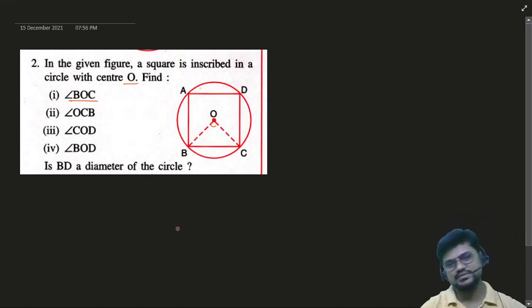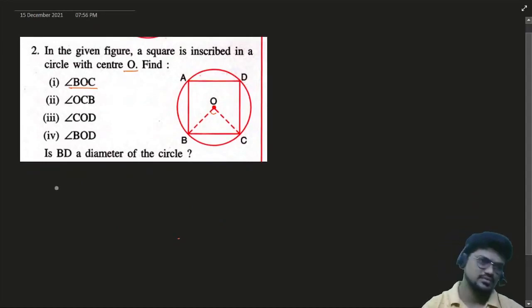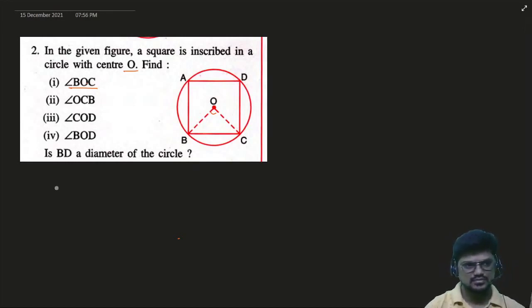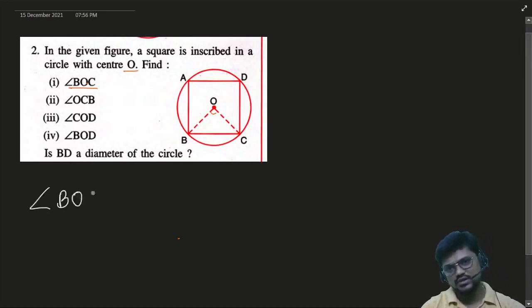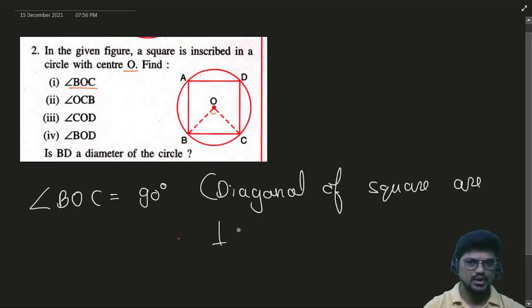What we can do is, yeah, sir, diagonals of the square are perpendicular bisectors. Sir, where they intersect, that is every time 90 degree, no? Yeah, it is every time 90 degree for a rhombus as well as in the square. So what we can say, angle BOC is equal to 90 degree. Why? Diagonals of a square are perpendicular bisectors.